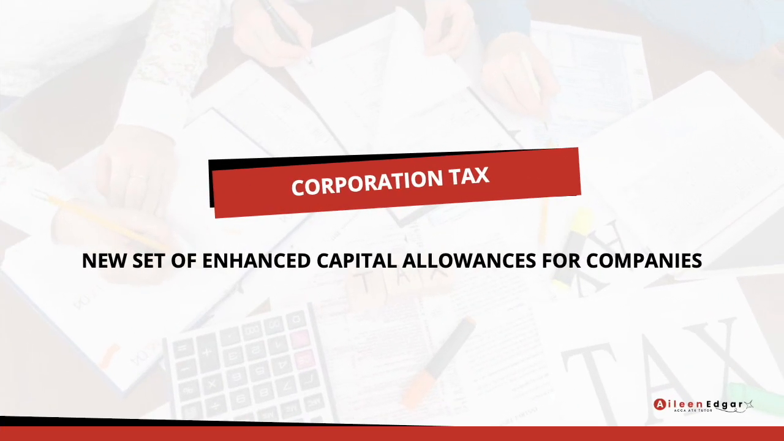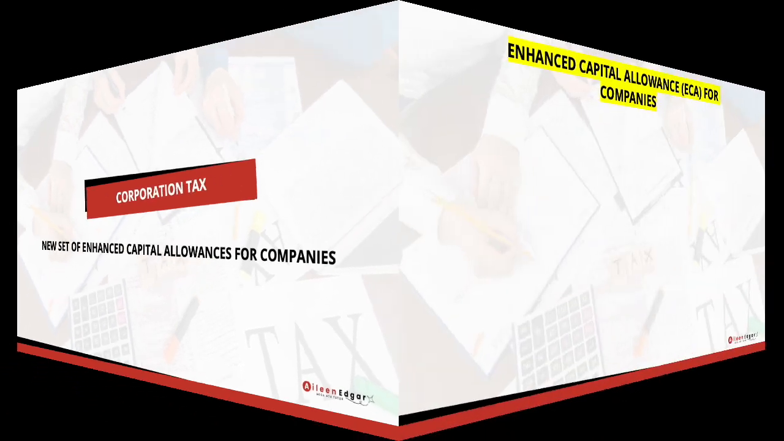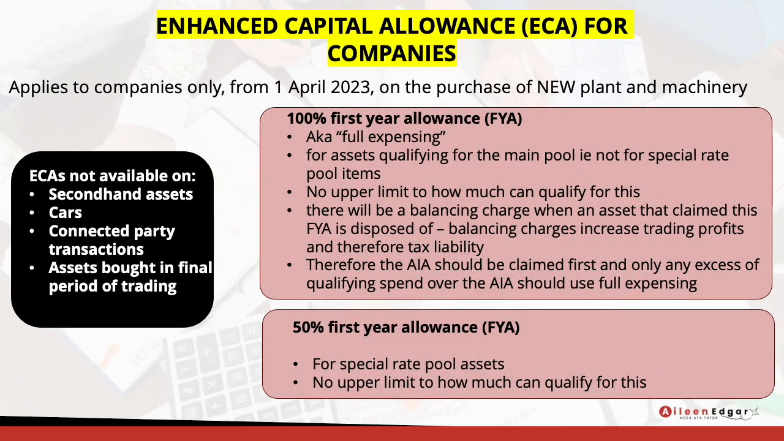Capital allowances for companies are mostly just the same as they are for unincorporated businesses, but a significant difference has come in more recent times, referred to as enhanced capital allowances. A new set for you to be aware of in Finance Act 24 applies to companies only from the 1st of April 2023 on the purchase of new plant and machinery.